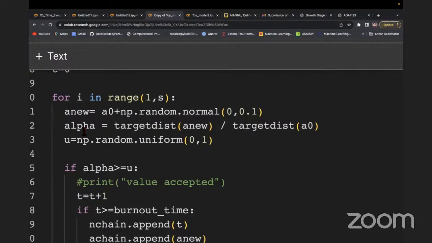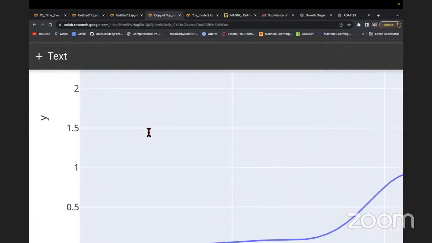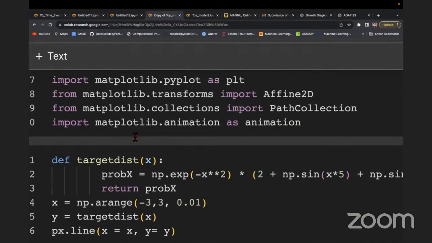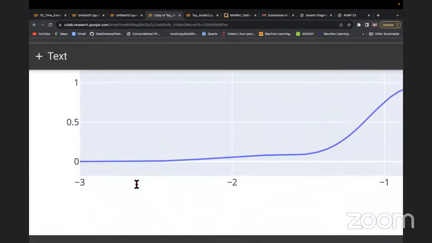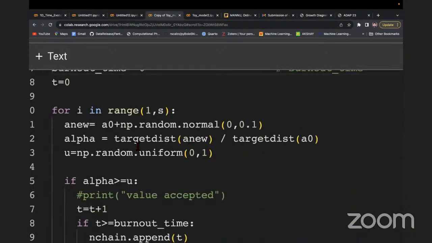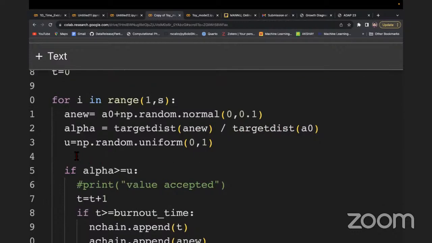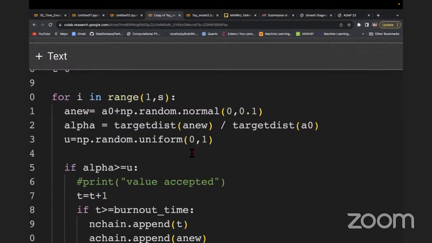Then I am calculating that alpha. The distribution that I have defined is the target distribution. You know how to define a function in Python; I'm leaving that for all of you. The name of the function is target function. I'm calculating the target function at the new value divided by the target function at a naught. Then I'm creating a u, which is np dot random dot uniform between 0 and 1. So u is the third parameter. Three values I have calculated.